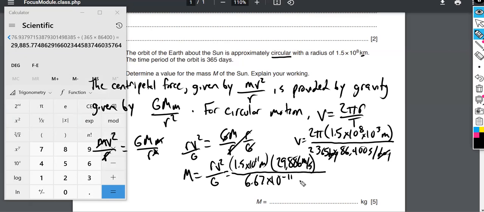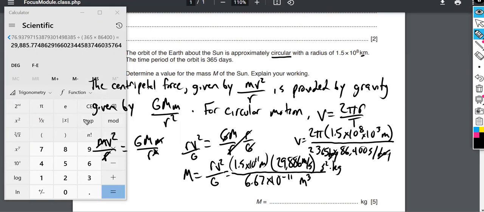The units here, meters cubed per second squared per kilogram. Those are the base units of capital G. And so here we can see that the meters cubed are going to cancel, all these meters. The seconds squared are going to cancel, and we're left with kilograms of mass.